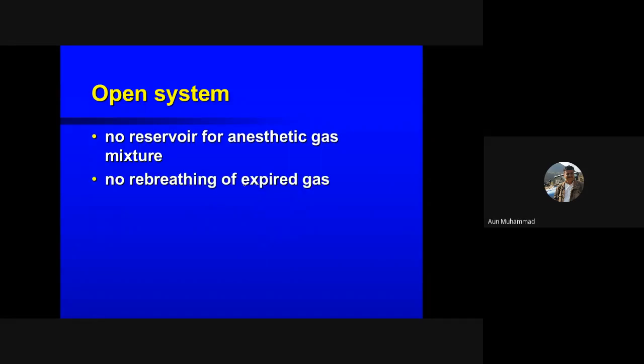Similarly, in our anesthesia machine, in the closed system, we have rebreathing of the expired gas. The expired gas means the carbon dioxide that is absorbed in the CO2 canister, and the medical gas that can be reused again in the circle. So in the open system, there is no way that we can reuse the medical gas again in the system.